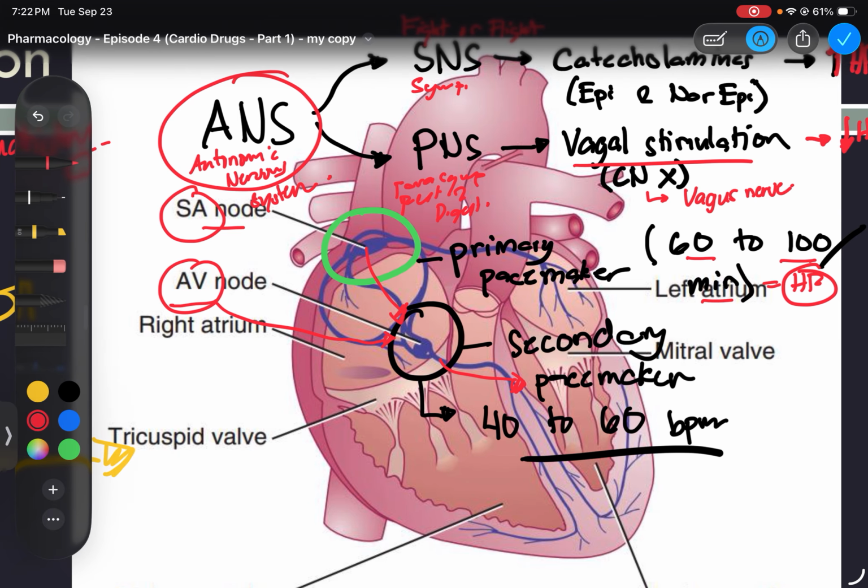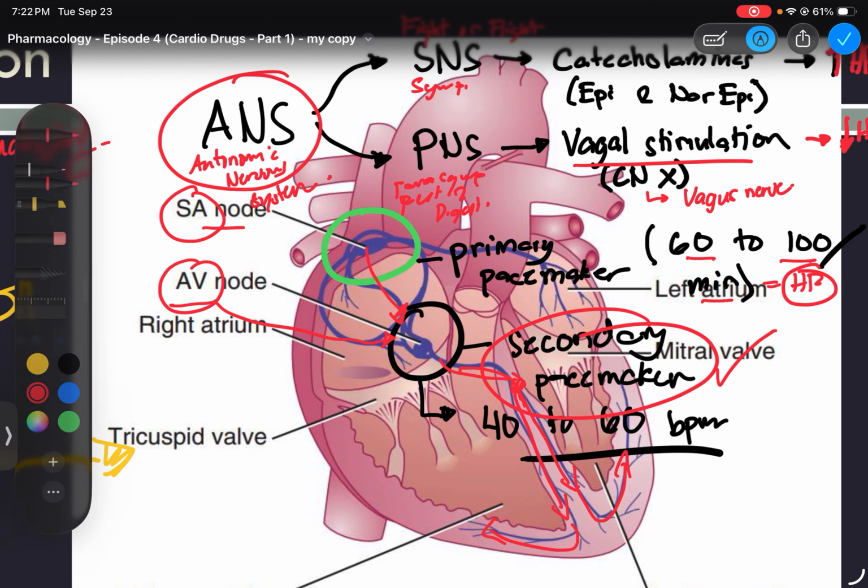It will send those electrical impulses down through your bundles of His and towards your what we call Purkinje fibers. That is its first function. Another function is that it will act as a secondary pacemaker. What I mean by that is this.